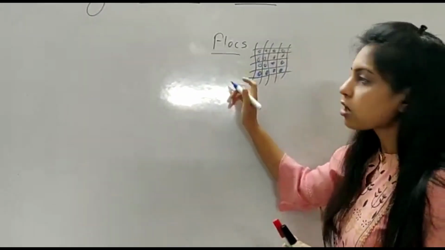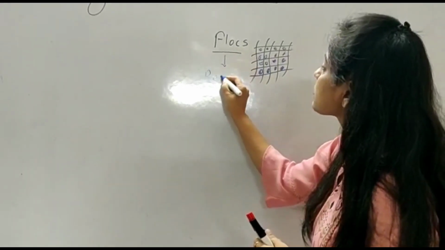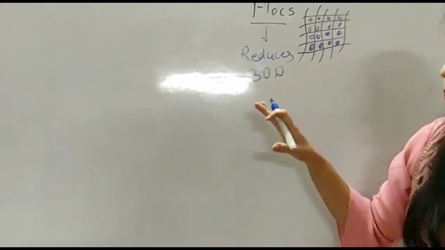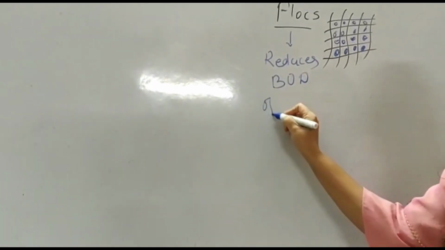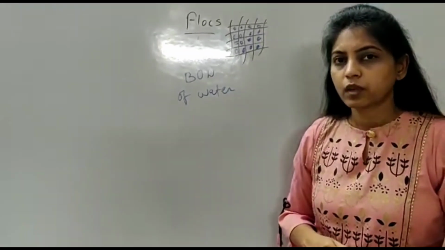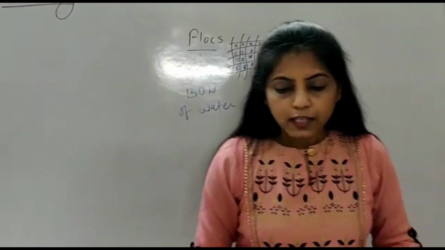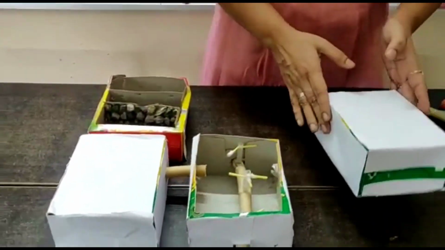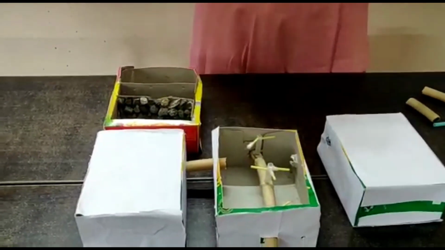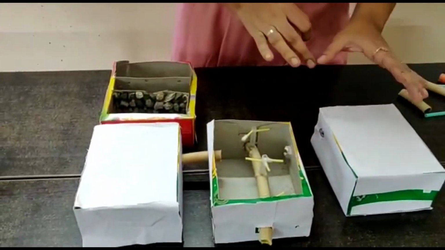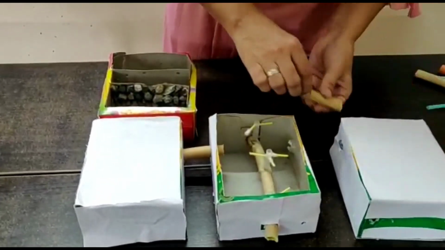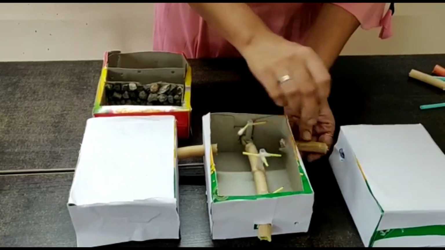Now, what is the function of flocks? Flocks reduce the BOD, that is biological oxygen demand of the water, and thus the water becomes purer. Now this water is then subjected to tertiary treatment, which is again nothing but a simple sedimentation tank where water is allowed to sediment. Okay, let's connect this secondary treatment with tertiary treatment.